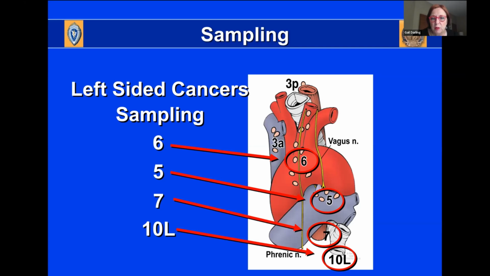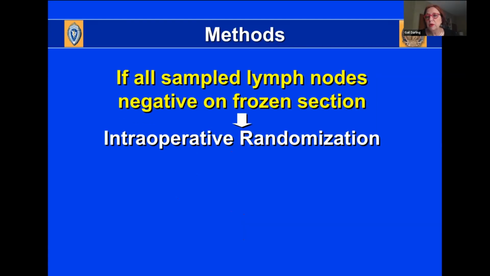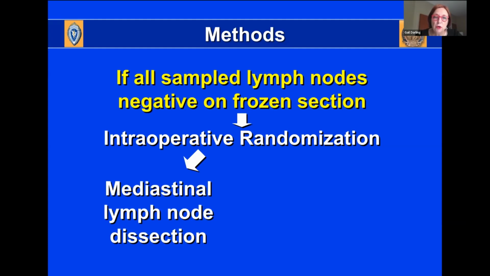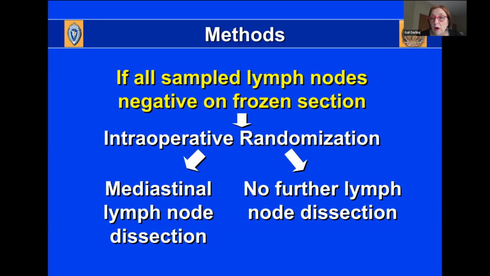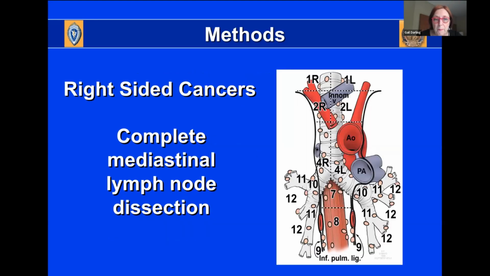And I think this is a very important distinction compared to usual practice. So they were then randomized intraoperatively either to a complete lymph node dissection, that is a formal clean out of all the fatty tissue within anatomic boundaries, or to no further lymph node dissection or sampling.